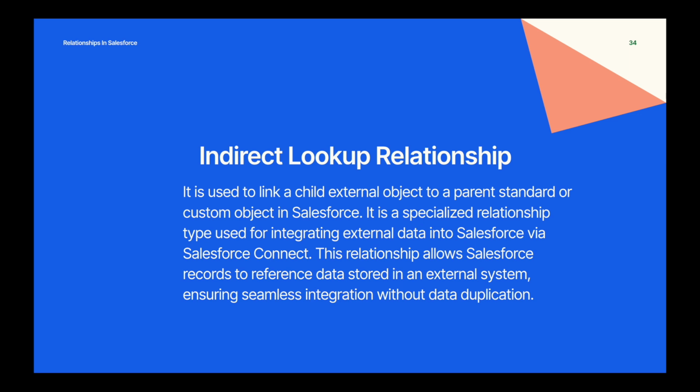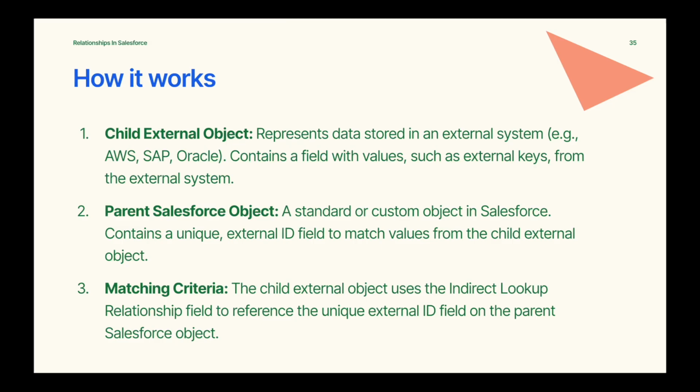So it is a specialized relationship type used for integrating external data into Salesforce via Salesforce Connect, and this relationship allows Salesforce records to reference data stored in an external system, ensuring seamless integration without data duplication. So it is just the same as the external lookup relationship. Now, how will it work? Like we discussed how the external lookup relationship works, now we will discuss how the indirect lookup relationship will work.